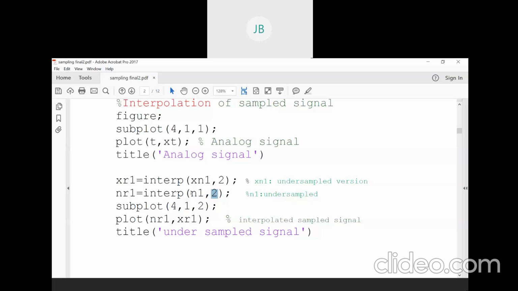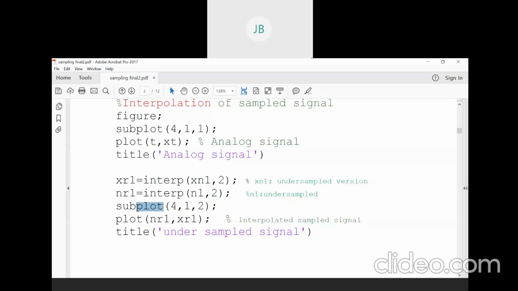So n1 is the time instant of the undersampled version, as done earlier. Basically, interpolation will increase the number of samples of the undersampled version by 2 times, both the amplitudes as well as the time. They are represented by xr1 and nr1 here. Then we want to plot it.